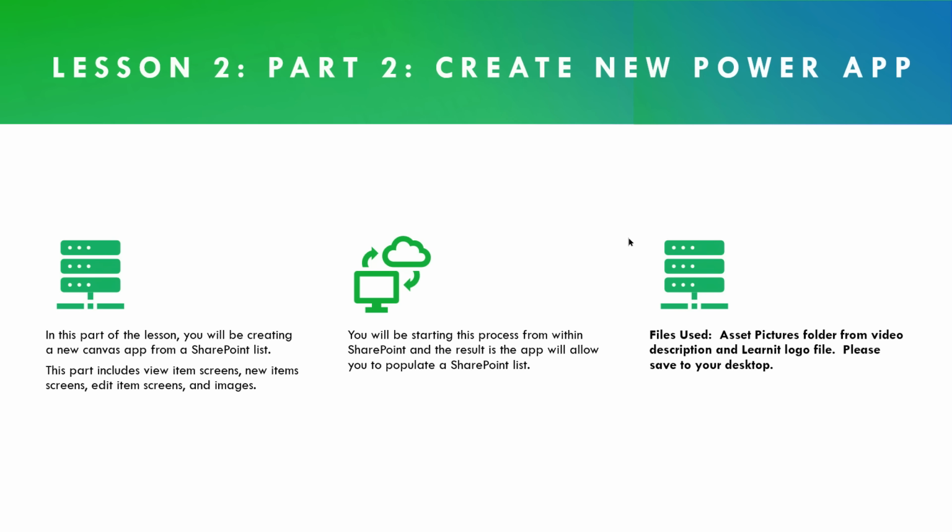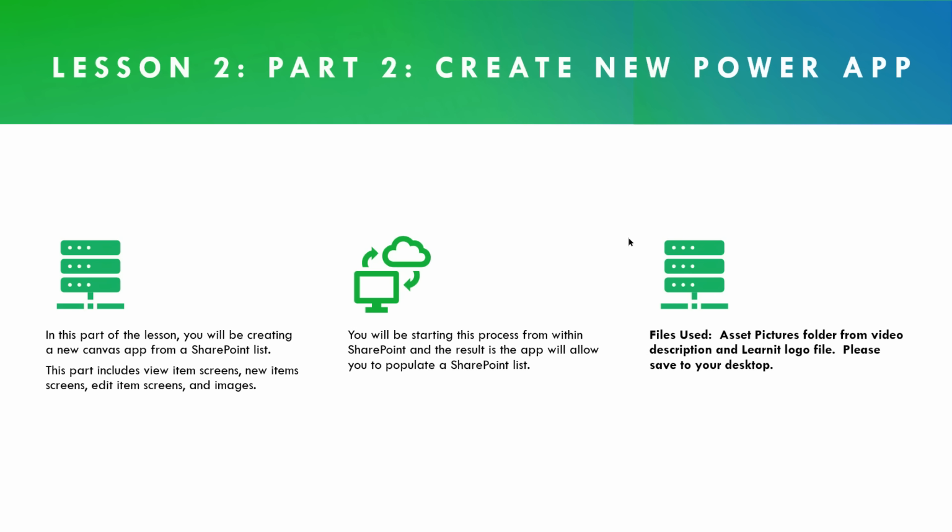In part 2 of this lesson, we're going to create another new Power App. This time, we're going to be creating a Canvas app from a SharePoint list. So this part will include how to view item screens, new item screens, edit item screens, and images. We're going to be starting this process from within SharePoint. And while we're in SharePoint, we're going to create 2 simple lists. And the result is that the app will allow you to populate one of those 2 lists.